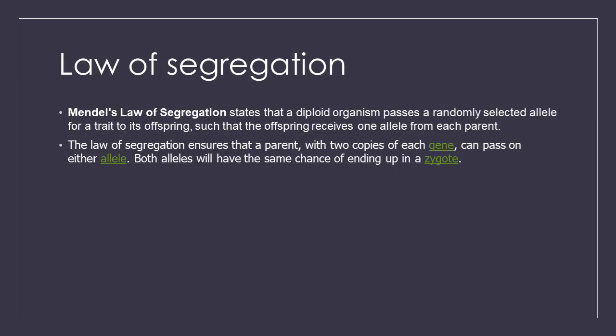Mendel's law of segregation states that a diploid organism will have its alleles in a pair. That can be heterozygous, that can be homozygous. So, in the offspring, one allele is coming from each parent, one from the paternal and another from the maternal. So the law of segregation ensures that a parent with two copies of the gene can pass either of the alleles, that is the dominant or the recessive, which is going to join and form the zygote, that is diploid. So the possibilities can be different.